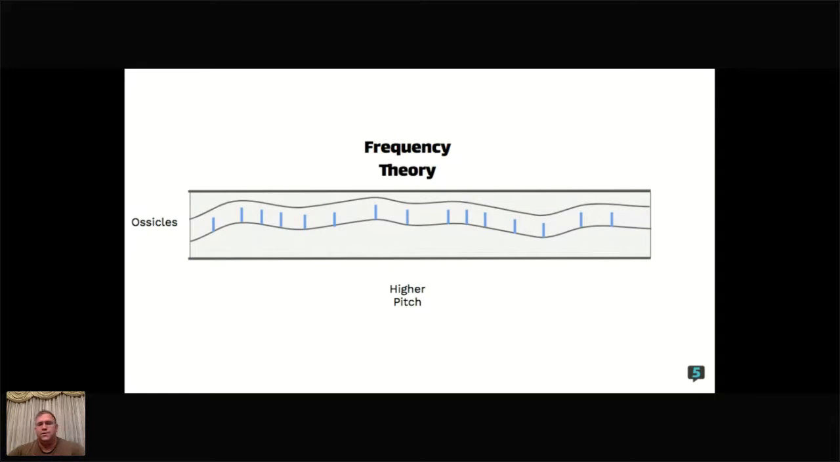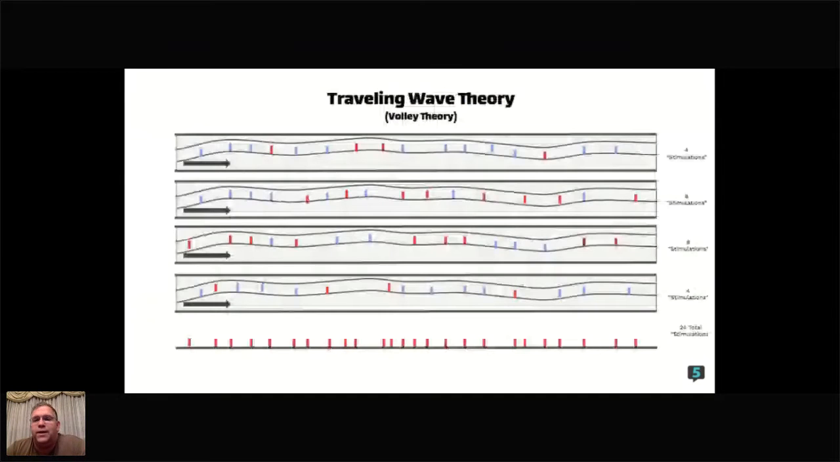So what's the answer? Well, I heard a great line about psychology not that long ago. There are two answers to everything in psychology. One is it depends, and the other one is both. And the answer to this question, which theory is correct? The answer is both. And this is what's referred to as the traveling wave theory, also known as the volley theory.